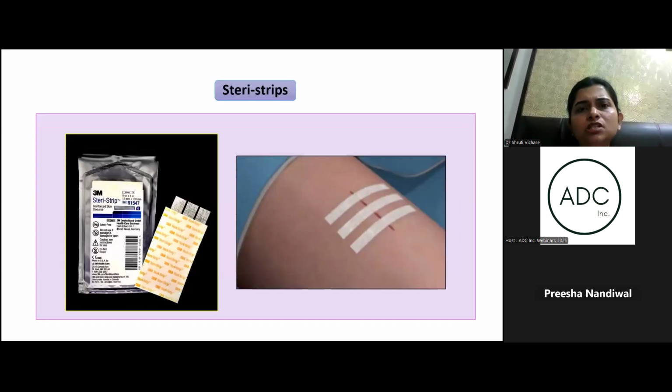Now, sturdy strips, even we used to use those very commonly, especially for very small incisions, very small wounds, which are usually non-infected, small, straight-line wounds. For those wounds, we can make use of these sturdy strips. You just bring the wound edges closer and put these adhesive tapes on top of it. So for small, very clean wounds, you can make use of these sturdy strips.